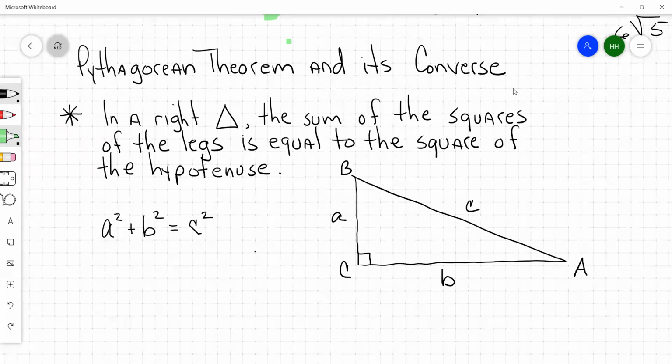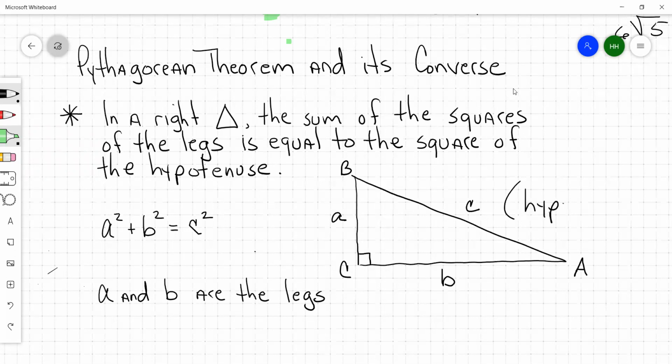The legs are the sides that form the right angle. A and B are the legs. C, across from the 90-degree angle, that's always the hypotenuse.